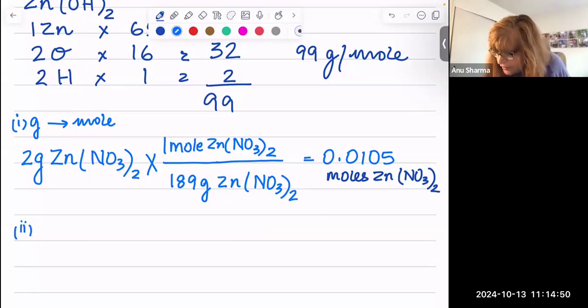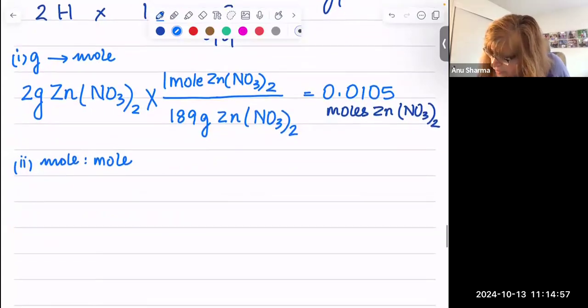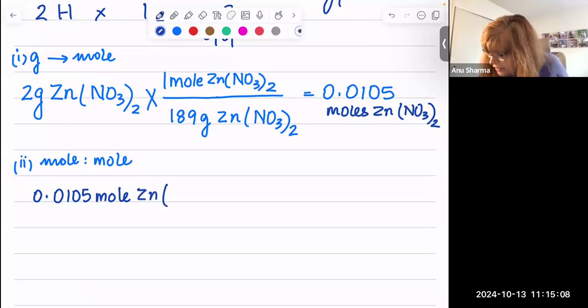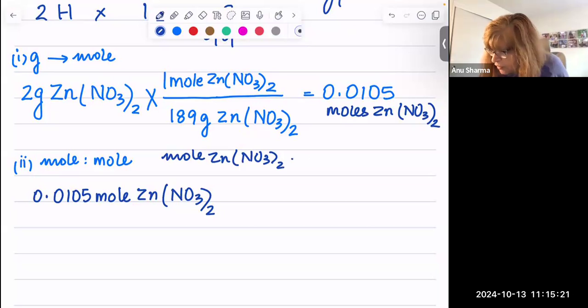Now we are going to find the mole to mole conversion. So mole to mole ratio, that's the second step. In the second step, we are going to take 0.0105 moles of zinc nitrate and convert the moles of zinc nitrate to moles of zinc hydroxide. The mole to mole ratio converts moles of zinc nitrate to moles of zinc hydroxide.